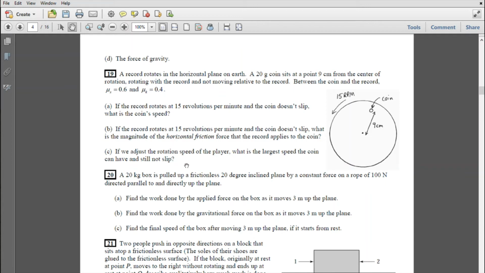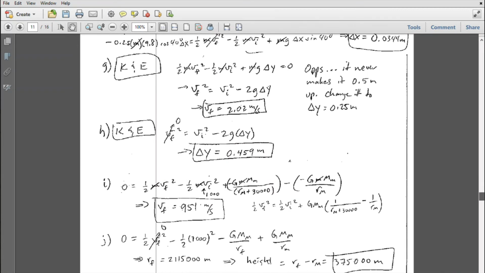C, if we adjust the rotation speed of the player, what's the largest speed the coin can have and still not slip? So this is 19.